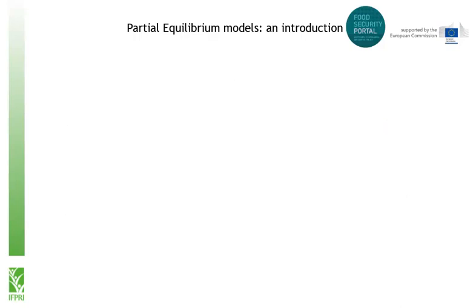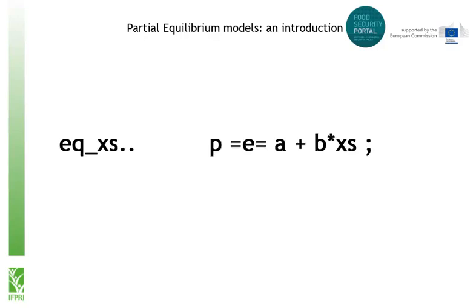So we can give a new illustration of what I have just explained. Once you have written the equation EQ_XS double dot, P is equal to A plus B XS, which is the supply function, you can deduce from this equation that you need before that to declare a parameter A, and then also to declare another parameter which is B.